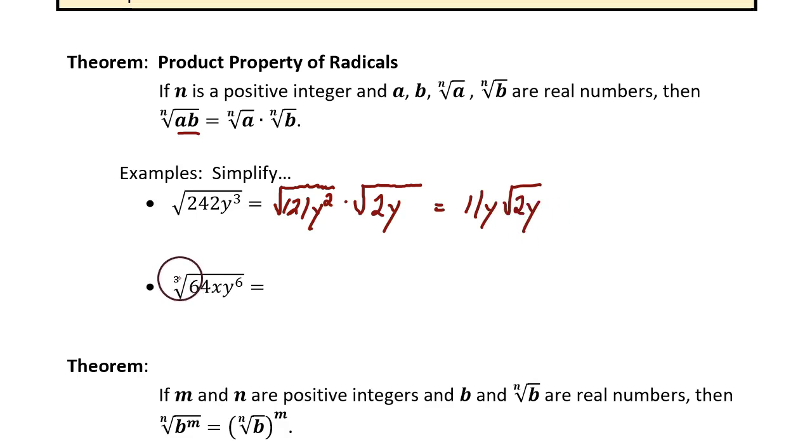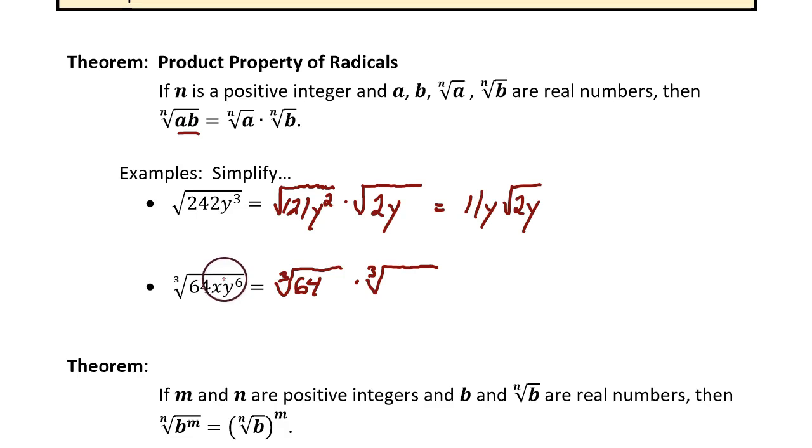Let's try another one that involves a cube root. To find the cube root of this expression, we can rewrite it as a product of cube roots. Now let's think about what factors to write in the first radical and what factors to write in the second radical. In the first radical, we want to have only perfect cube numbers so that when you find the cube root, you get whole numbers. 64 is a perfect cube already, so let's leave 64 in there.